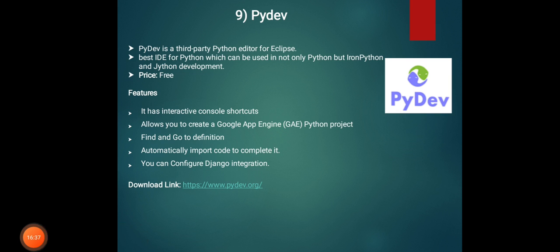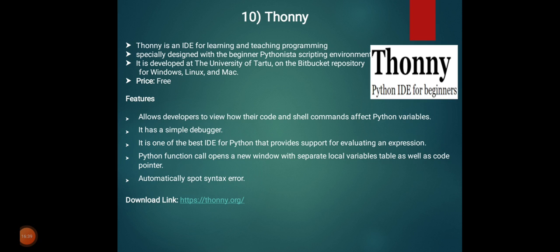Then the next one is Thonny. Thonny is again a Python IDE tool which is specially designed for beginners. Who are the beginners in these languages? I just prefer that you use this tool. So Thonny is an IDE tool for learning and teaching programming, specially designed as a beginner Pythonista scripting environment. It was developed at the University of Tartu, which you can download for free from the Bitbucket repository for operating systems like Windows, Linux and Mac OS.